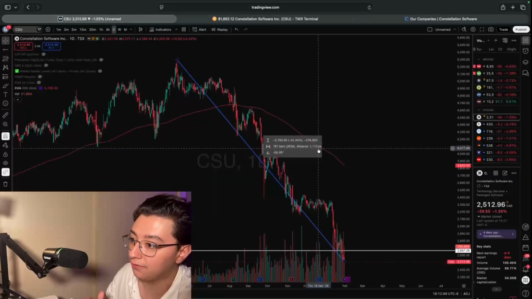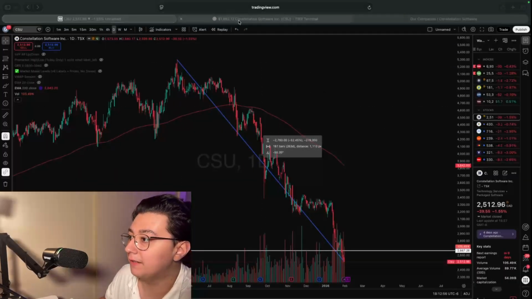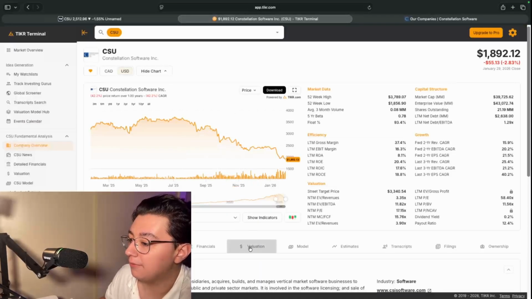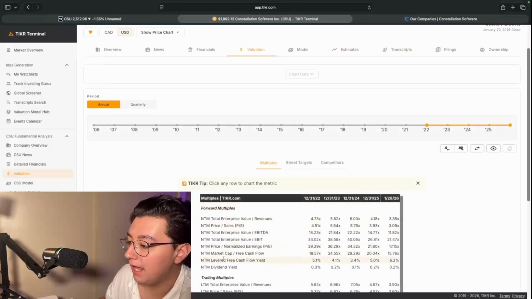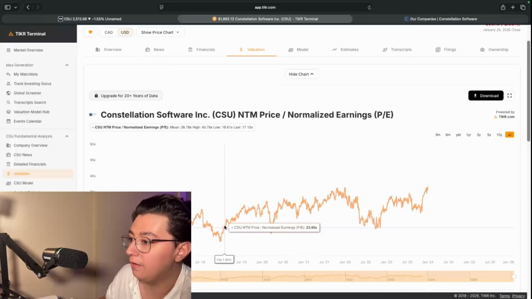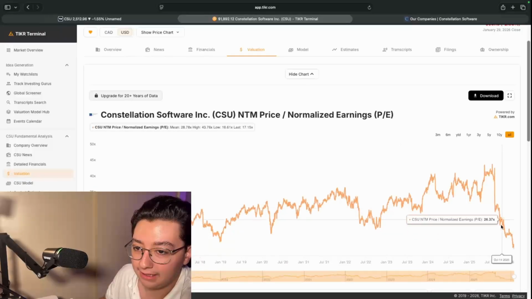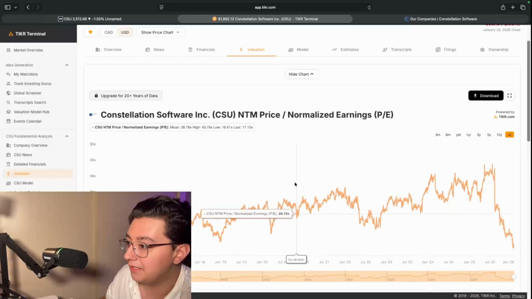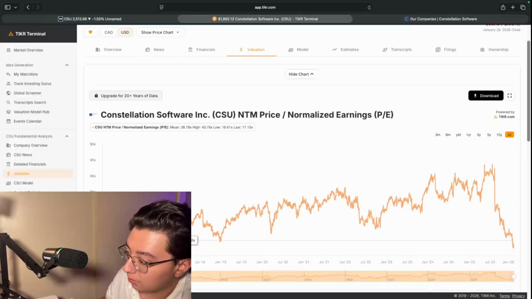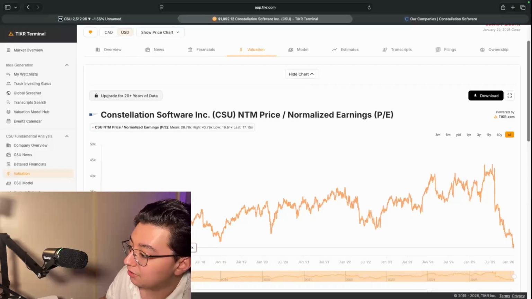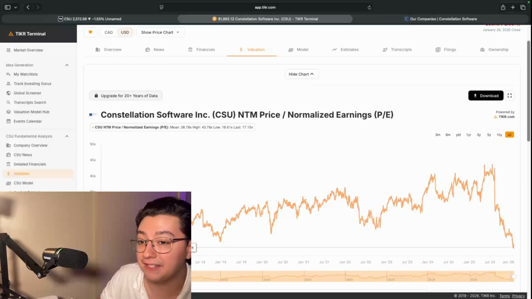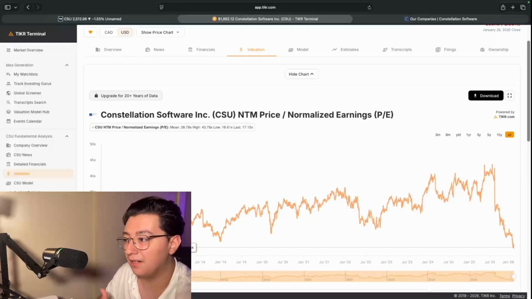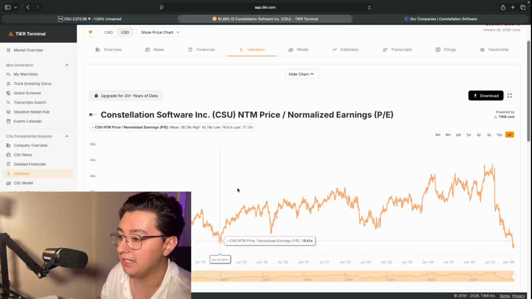Why has it fallen 52%? And just quickly for reference, I'm going to go to Constellation Software's valuation so you can look at their PE ratio and see what's happened. It has literally gone down so much. It's at 17, closest to the all-time low of 16. Actually, we haven't seen these levels since 2016. That is not bad, that's actually good. That is good for us investors that are trying to buy things below their intrinsic values.